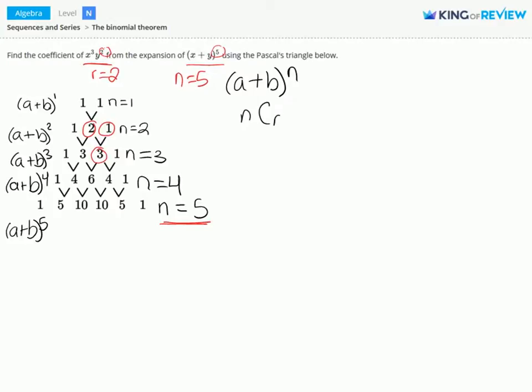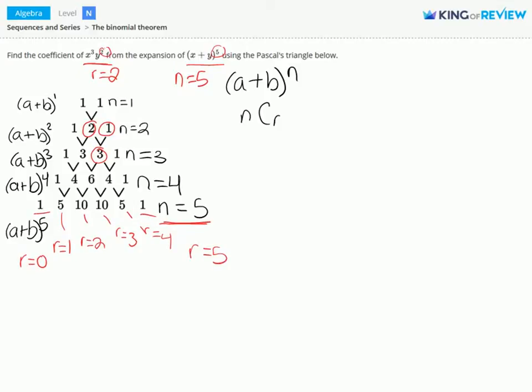Looking at row 5 on Pascal's triangle, this first number here is the coefficient when r is equal to 0. This second number here, the 5, is the coefficient when r is equal to 1. And this keeps going. So the 10 here represents when r is equal to 2. R is equal to 3. This one is r is equal to 4. And this last one here is when r is equal to 5.